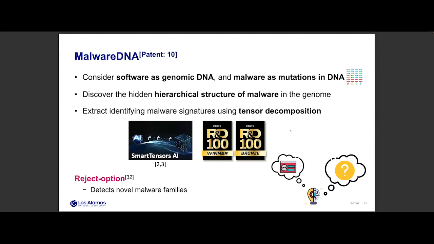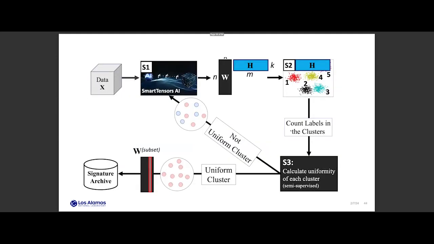And we do this using the methods from SmartTensors AI. This method includes what is called a reject option. We'll talk about the reject option in a second, but the summary of the method is very similar to that HNMFk classifier that I mentioned. You have some multidimensional data, you apply factorization, and you get clusters. If you have a non-uniform cluster, a mix of classes, you can go ahead and try to separate the signals again. But if you see a uniform cluster, put your signatures into an archive so that you can use it later for inference tasks.